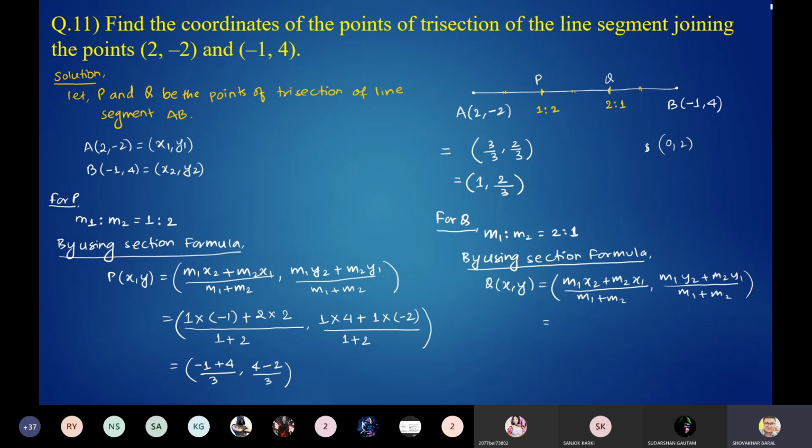The coordinate of A is 2, -2. Okay, so now I'm checking it in Desmos, so I'm not displaying it on your screen. Second one is -1, 4. First coordinate of P is 1, 2/3.